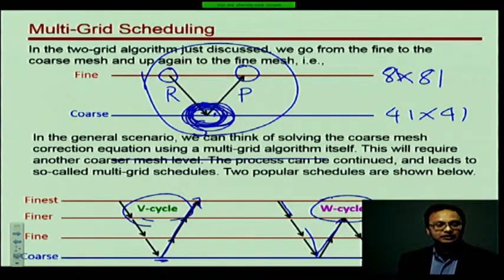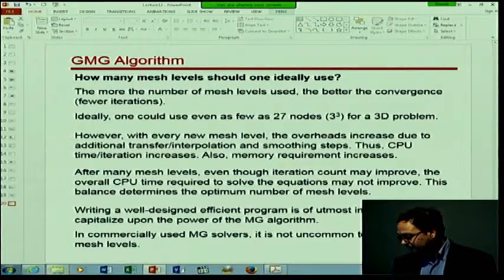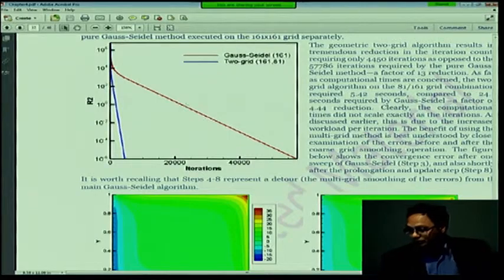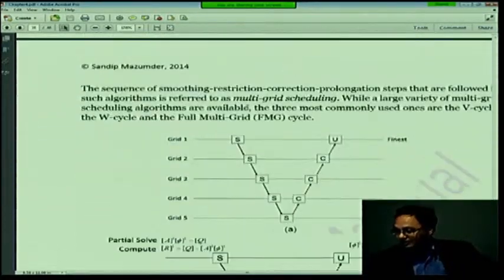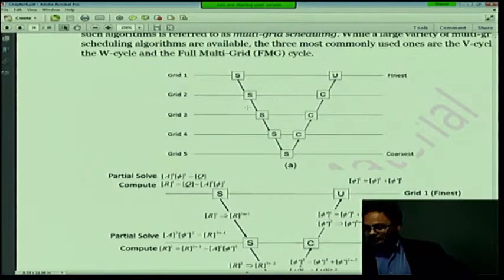Let me show you some results here. So I'm showing you this, you've seen this already, 2-grid 161 by 161. Now here is what the actual V cycle looks like. Basically these S's represent smoothing and these C's represent corrections. Here is what a 3-grid algorithm actually looks like, the details.